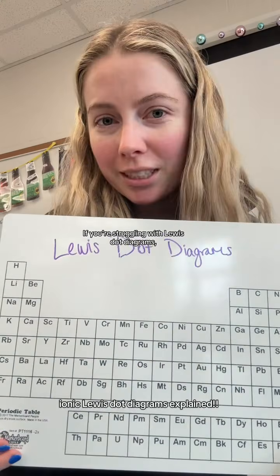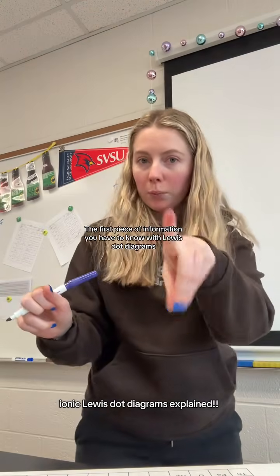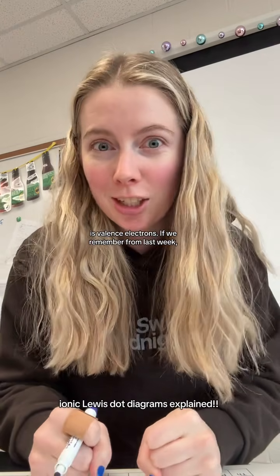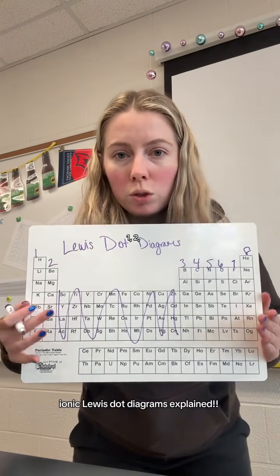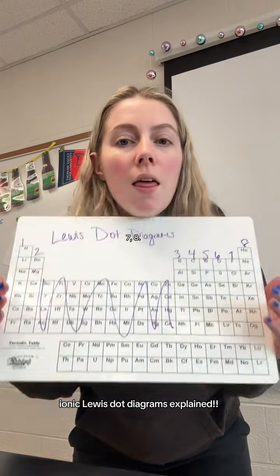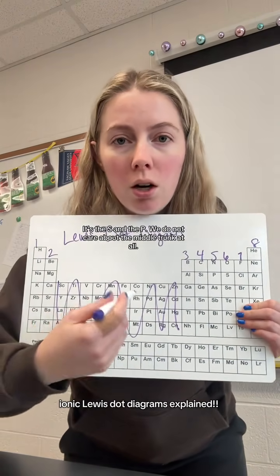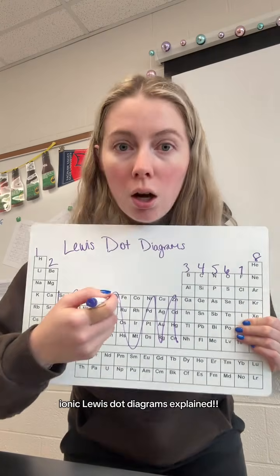If you're struggling with Lewis dot diagrams, listen up. The first piece of information you have to know with Lewis dot diagrams is valence electrons. If we remember from last week, 1, 2, 3, 4, 5, 6, 7, 8, that's how many valence electrons. It's the S and the P. We do not care about the middle chunk at all. That's a lower level. We don't care.